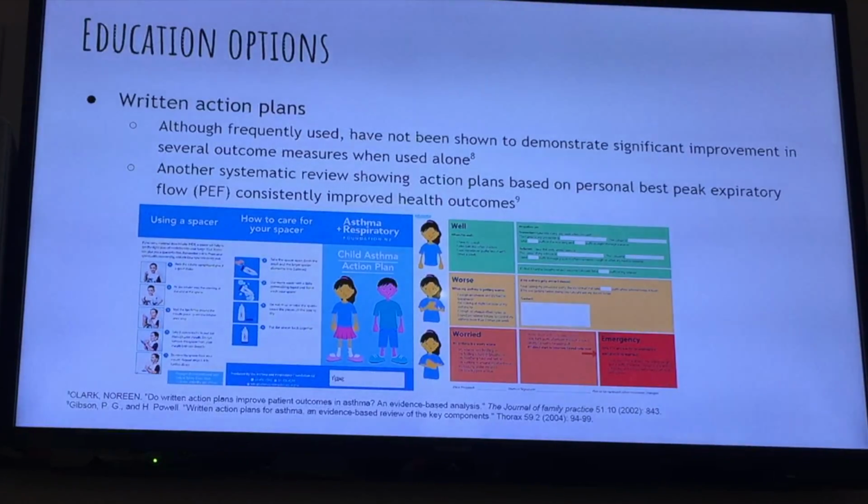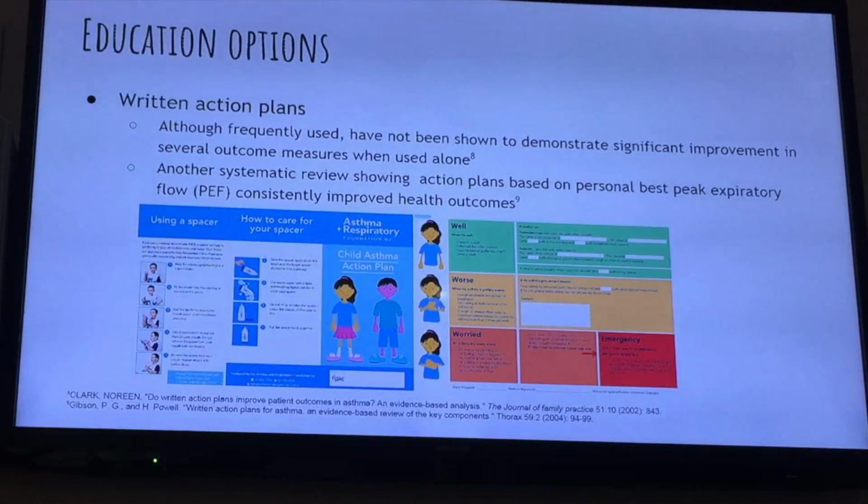Another systematic review, however, showed conflicting evidence, showing that asthma plans based on peak expiratory flows actually improve health outcomes. With regards to written action plans and their studies, there have been a lot of different outcomes measured and a lot of different written action plans, so it's very hard to establish whether or not it works. Basically, there's quite a lot of conflicting evidence about that.